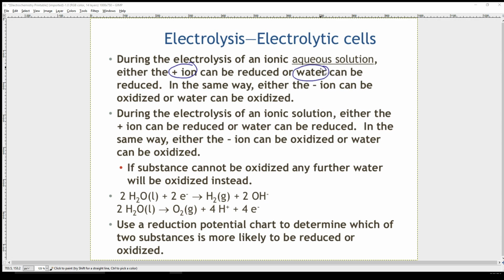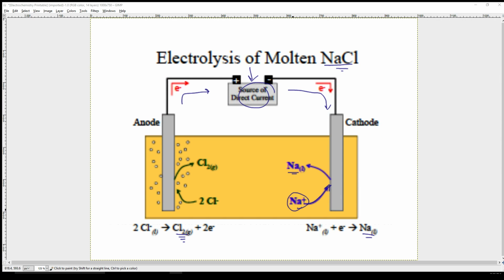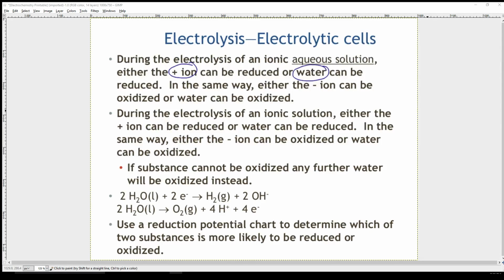be reduced. So when you're using electrolysis for an aqueous solution, so it's got water mixed in there, it's not necessarily the positive ion that's reduced. Like in the last situation here, sodium was reduced. However, if this was aqueous, water might have been the one that was reduced. It just depends on the reduction potentials.